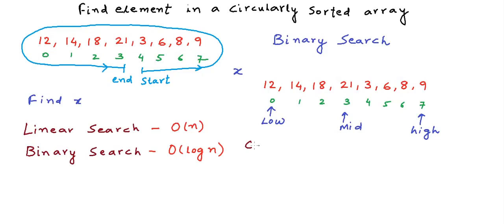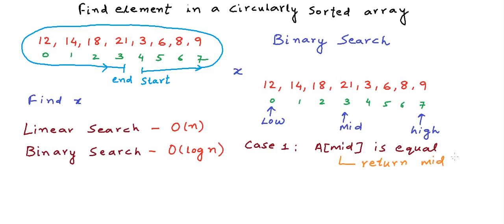Now the first case would be that the element at mid index, a mid, is equal to x. As we do in a normal binary search, we will compare the middle element with the number that we are looking for, x. And if this is equal to x, our search is over. We will return mid, telling that x exists at index mid.